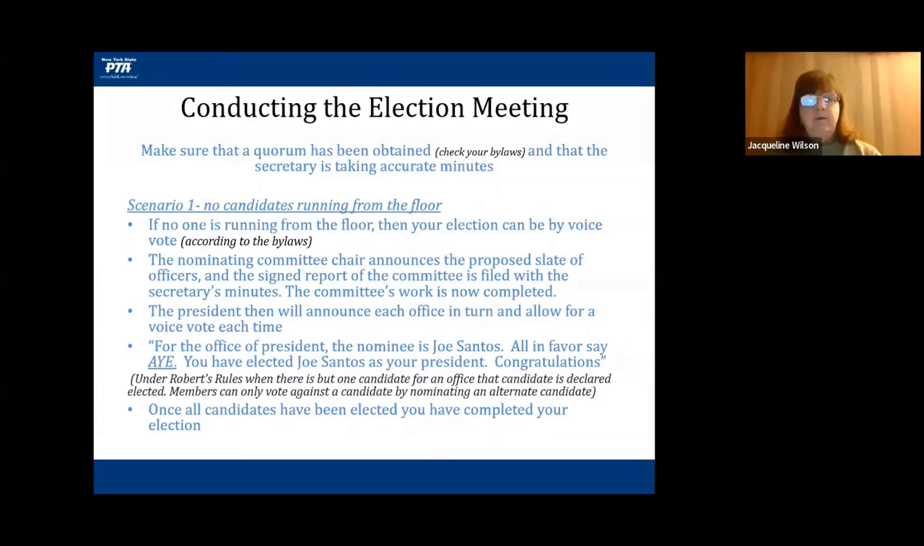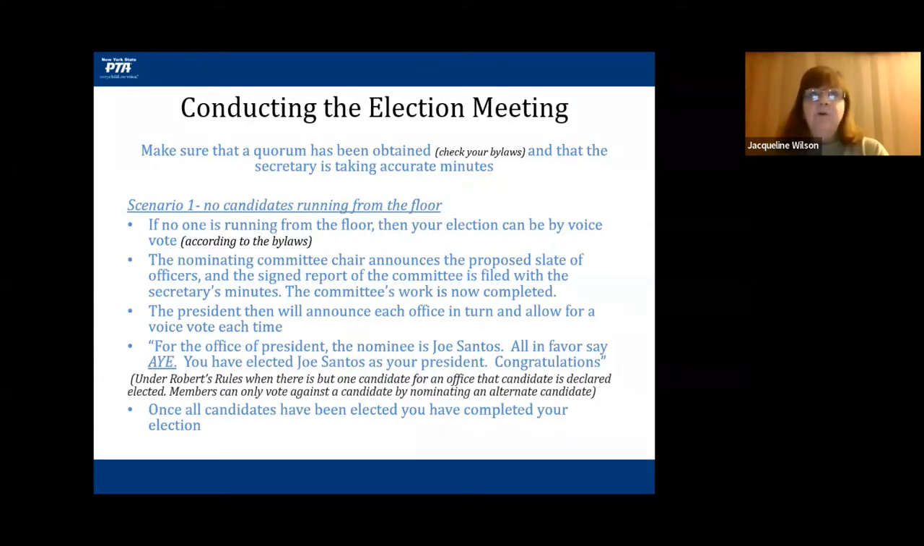So for example, for the office of president, the nominee is Joe Santos. All in favor say aye. You have elected Joe Santos as your president. Congratulations. Under Robert's rules, when there is but one candidate for an office, that candidate is declared elected. Members can only vote against a candidate by nominating an alternate candidate.